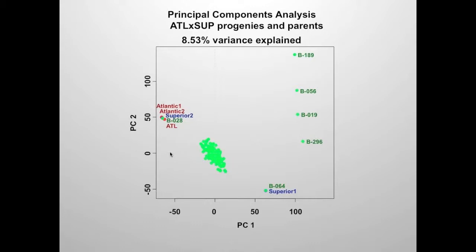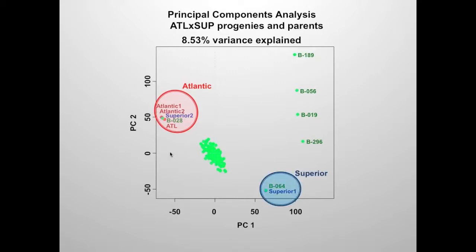Well, the first thing you can see here is a principal components analysis. In red, I have the Atlantic genotypes. And you can see that one of our parents was mislabeled. It was labeled as Superior, but it was actually Atlantic. Also, one of the progenies was actually Atlantic. It's very clear here in the principal components analysis that they are the same genotype, but they have been labeled in different ways. It's probably a consequence of having been grown for so many years.